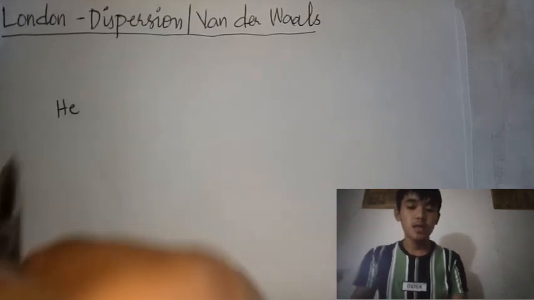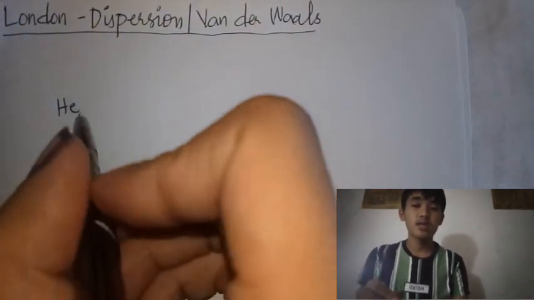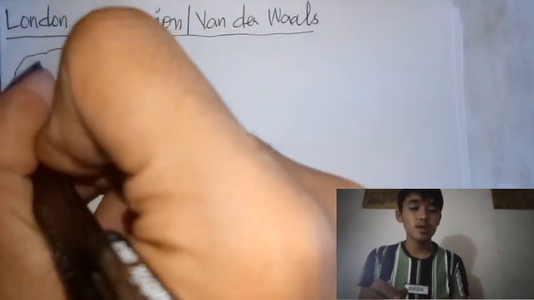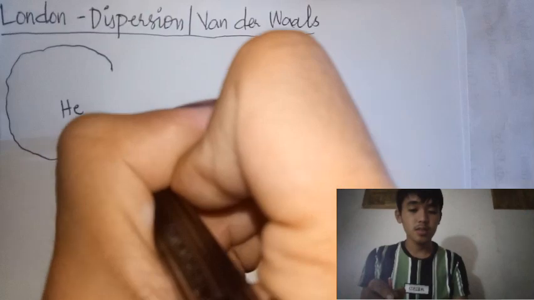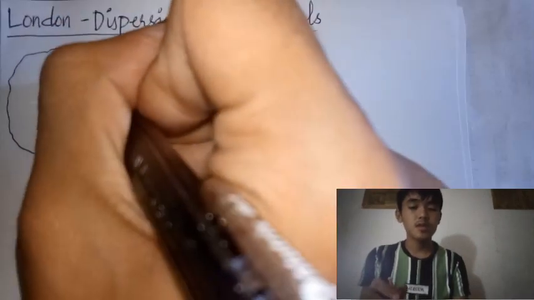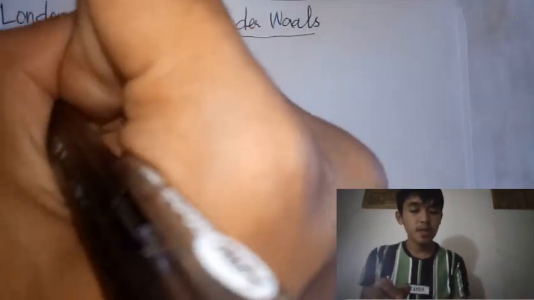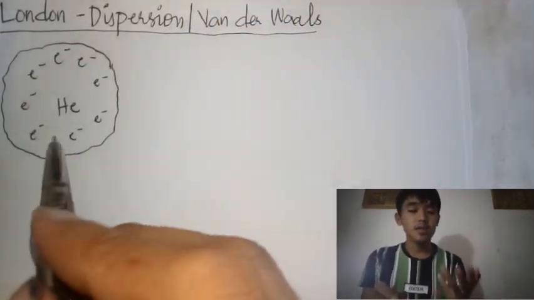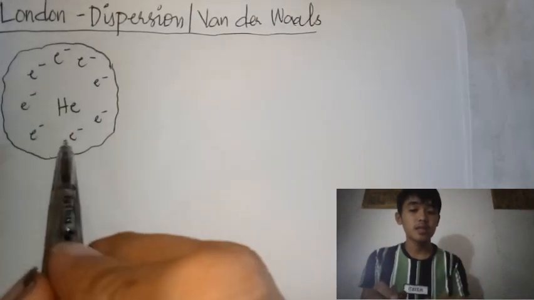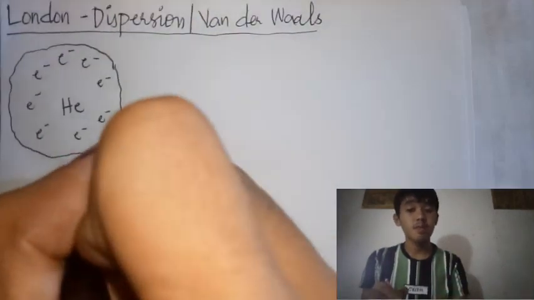So let's have an example. We have this helium atom here. Let's say this is its nucleus. So I'm going to draw its entire atom. Let's say for example, we have 8 electrons inside this helium atom. We can see that the electrons are distributed equally in this helium atom, so it is nonpolar.